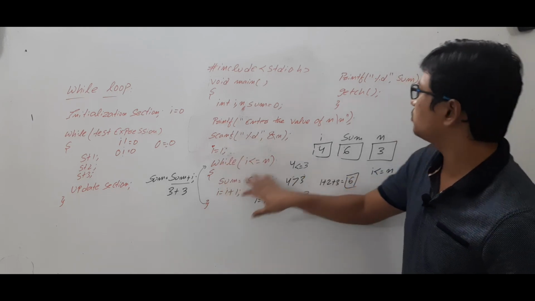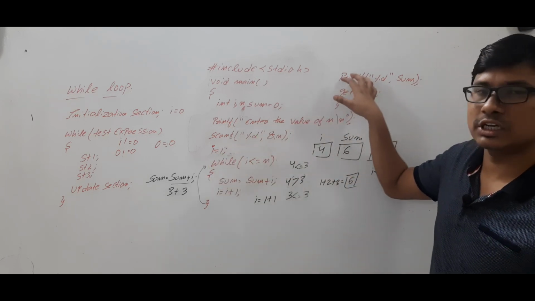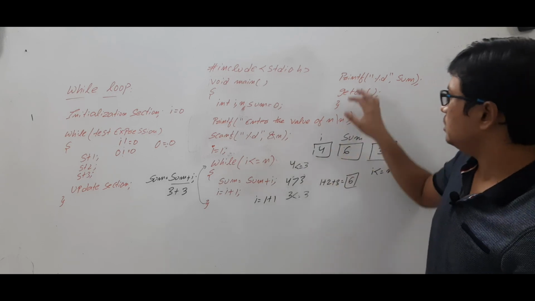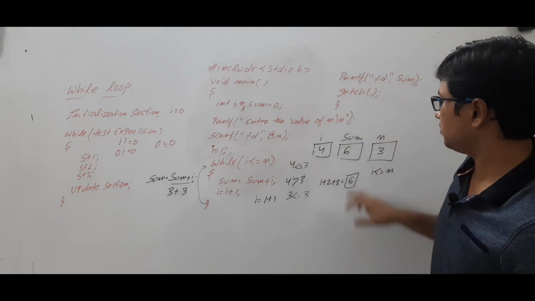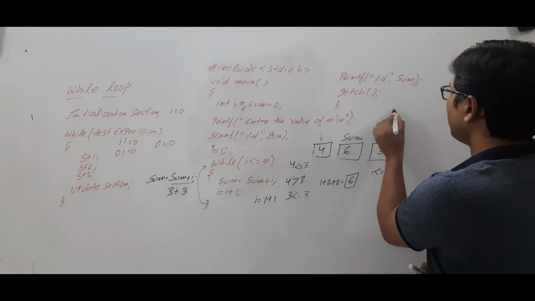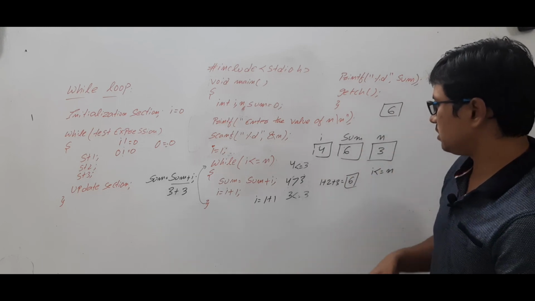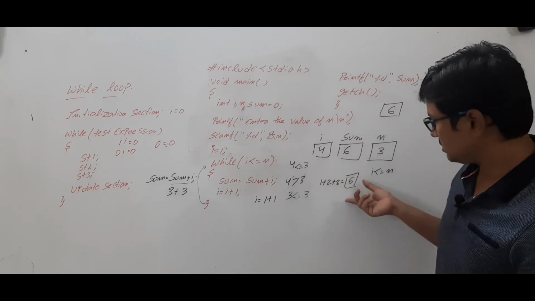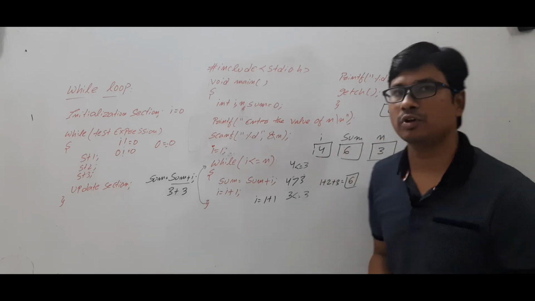If the condition is failed, you have to come out of the while loop and execute the statements after the while loop. So what is the statement after the while loop? Printf percentage d sum. What is the sum value? 6. So it will display the value as 6. Okay. So the sum of the first n natural numbers 1 plus 2 plus 3 is 6. Even you are getting the output as 6 from this program. So your program is correct.